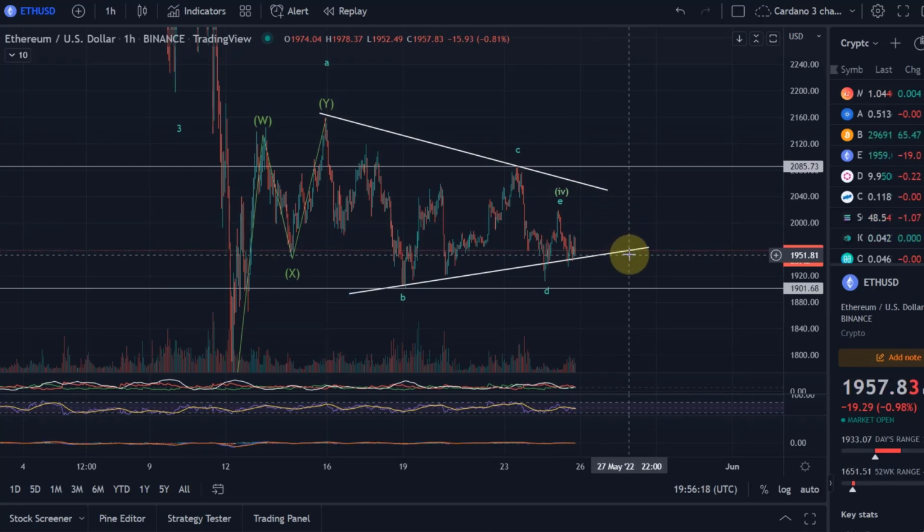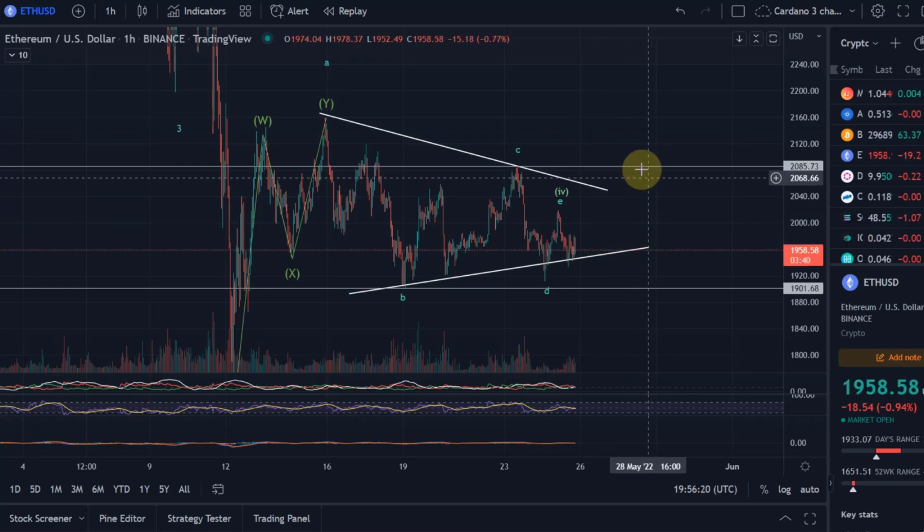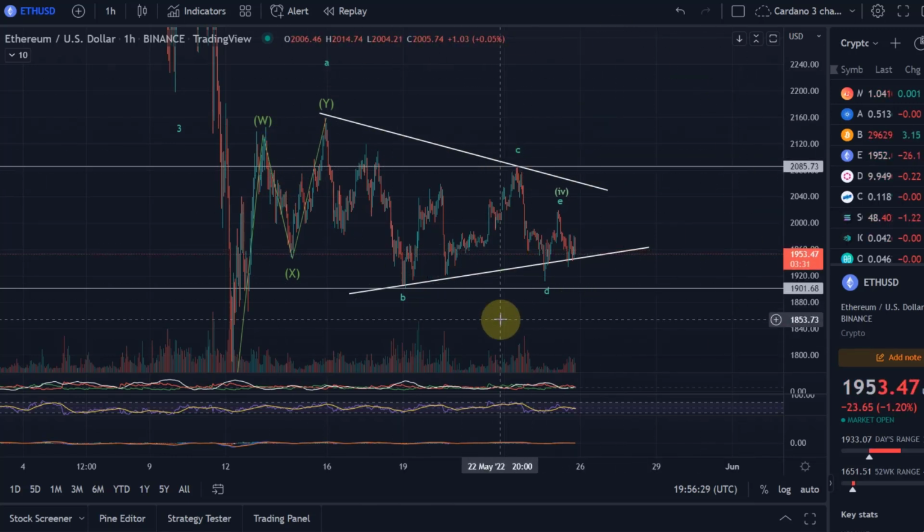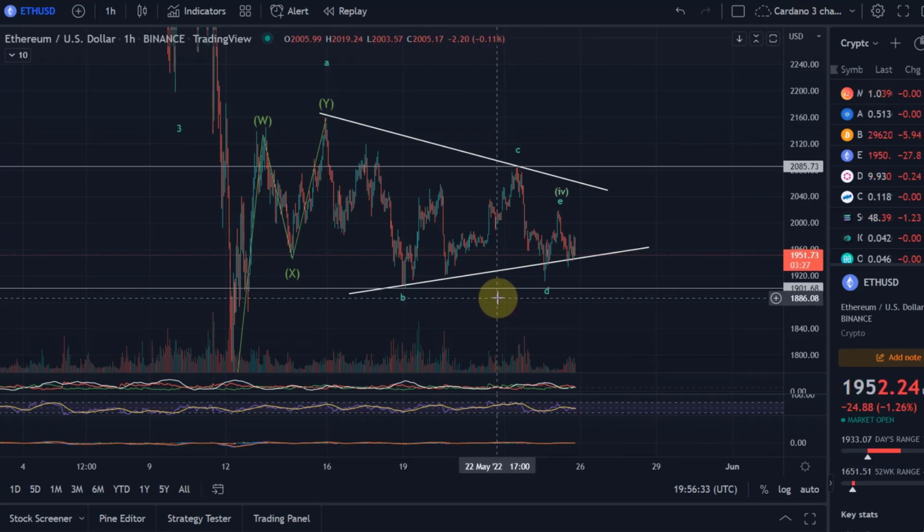The price should not ideally move above the wave C. So it should not move above $2,085, $2,086. Then this Elliott wave triangle would need to be recounted and done in a different way. But overall, it's looking like it.